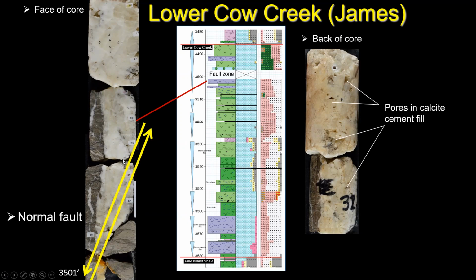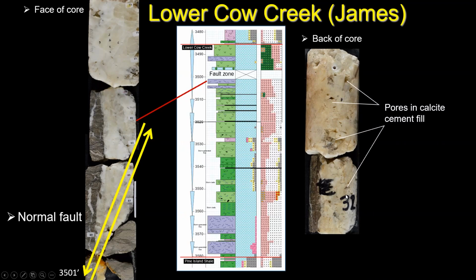And one last core slab from the lower Cow Creek. This is from up here. This is a big fault zone in the well. I think it's a normal fault because you see this lithofacies here, you can see up section. This lithofacies here, you see down section, which indicates normal fault movement. And in the fault zone, you've got coarse crystalline calcite precipitated, and you do have some vugs left. Again, creating possibly not a porous, but a permeable fault zone.